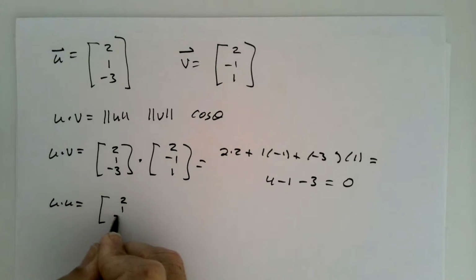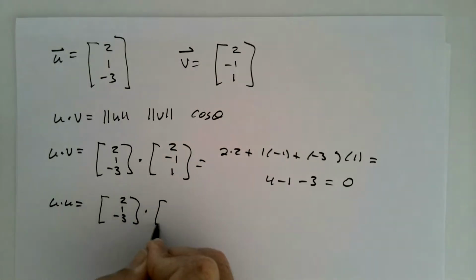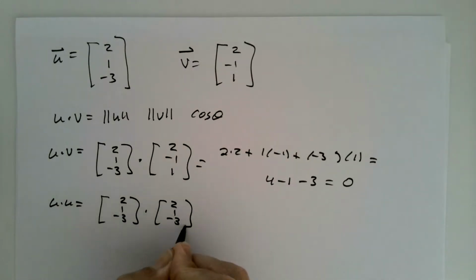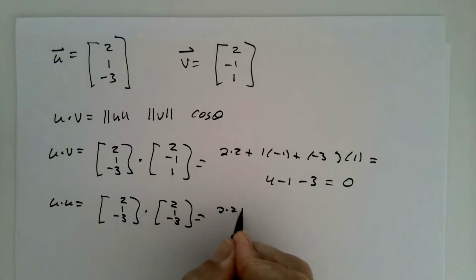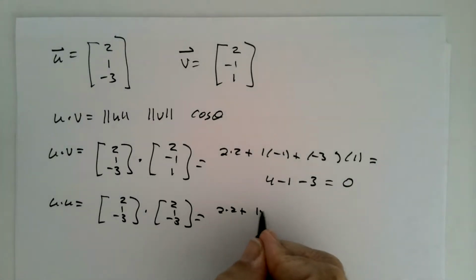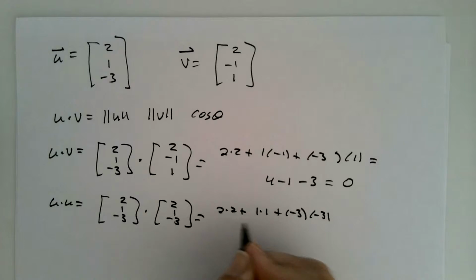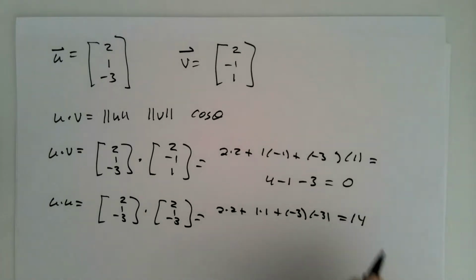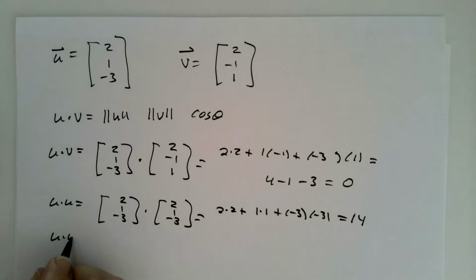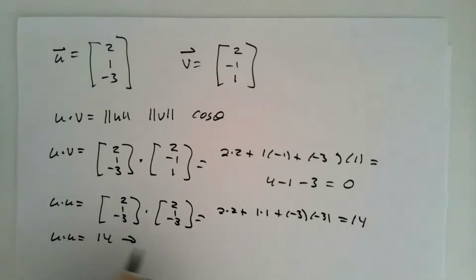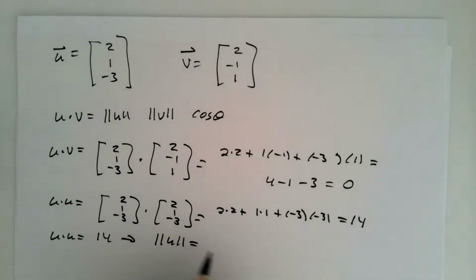U dot u is 2, 1, negative 3 dot 2, 1, negative 3. So 2 times 2 plus 1 times 1 plus negative 3 times negative 3, 4 plus 1 plus 9, 14. So if u dot u is 14, that tells me the magnitude of u is square root of 14.